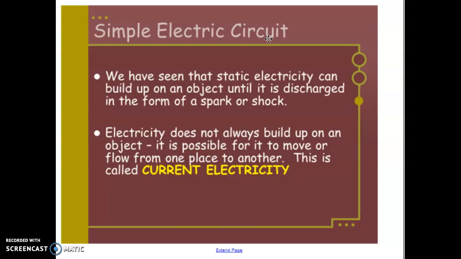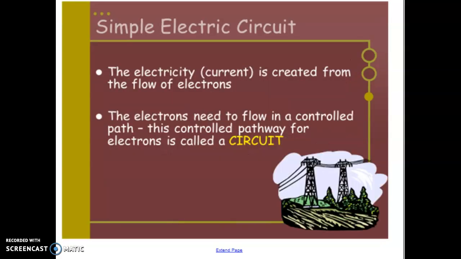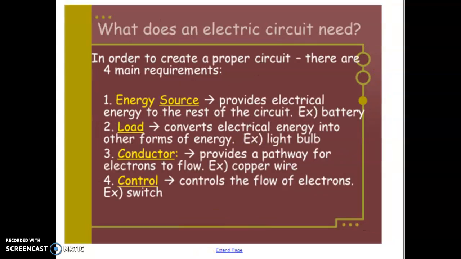So what we're looking at now is electricity that's flowing through wires that are traveling through different materials. For example, maybe a light bulb or a buzzer or a motor. Okay, so we're going to look at different things that essentially make up a circuit. As I mentioned already, current electricity is where you have a flow of electrons, and the electrons have to be flowing in a pathway. That pathway that they are flowing on is what we call a circuit.